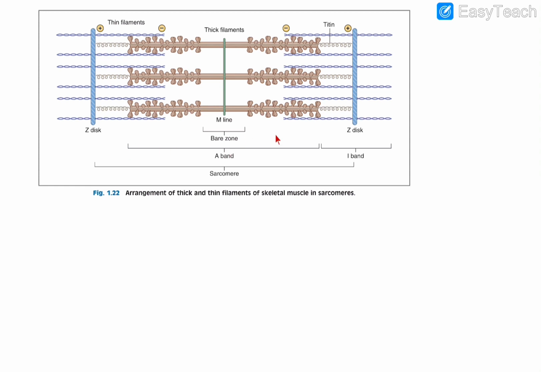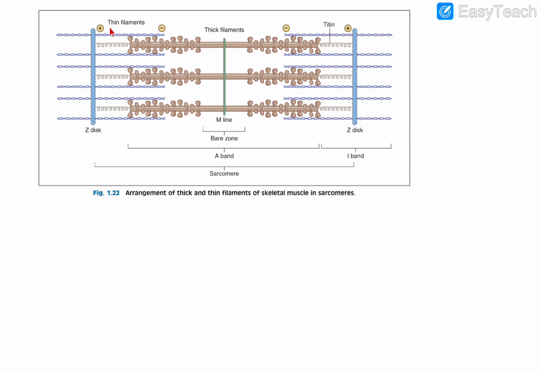Just like a band where there is overlap of thick and thin filament, we can find something called the I band. In this I band we only have thin filament. We can see that there are no thick filaments over here. So this I band corresponds to the bare zone. Bare zone only has thick filaments and the I band only has thin filaments. So this is basically the structure of a sarcomere, which is the basic contractile unit of proteins.